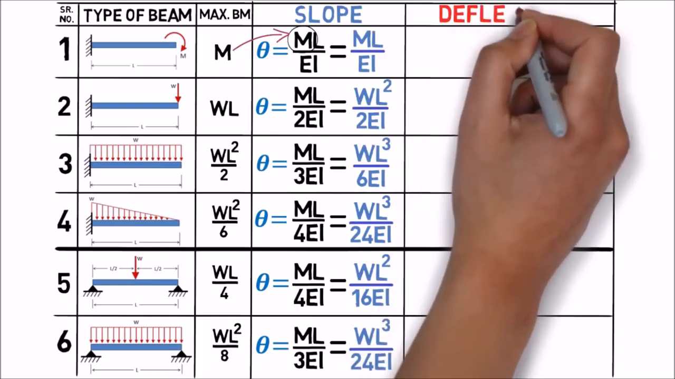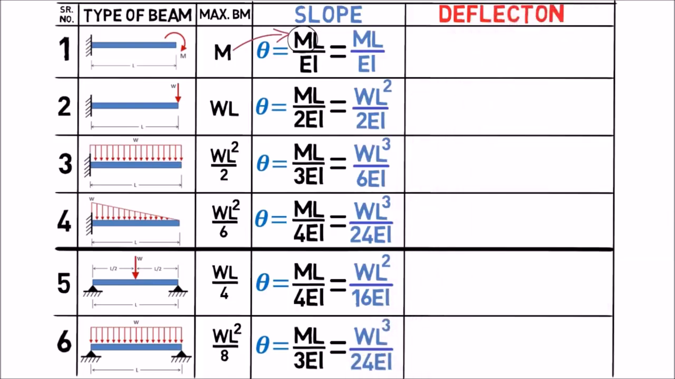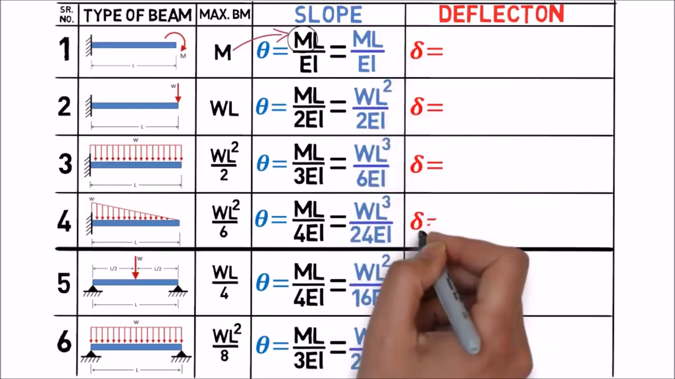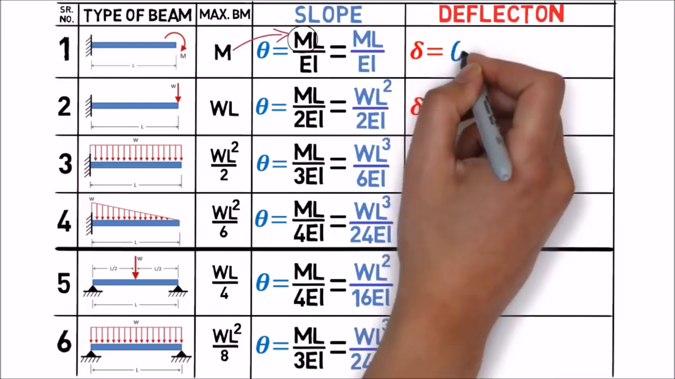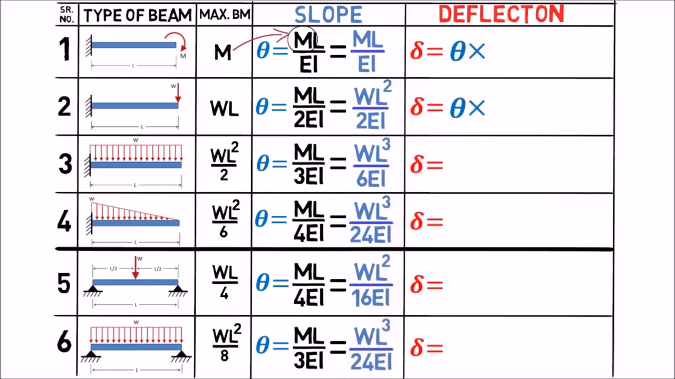Now next important column is maximum deflection of beam. Here you should note that the deflection will be maximum at free end in case of cantilever beam, while in case of simply supported beam having symmetry about mid-span, the deflection will be maximum at mid-span. Now let's see the maximum deflection of respective cases. To find out the maximum deflection of each case, simply I will use the formula of slope for that particular case and multiply it with a factor.